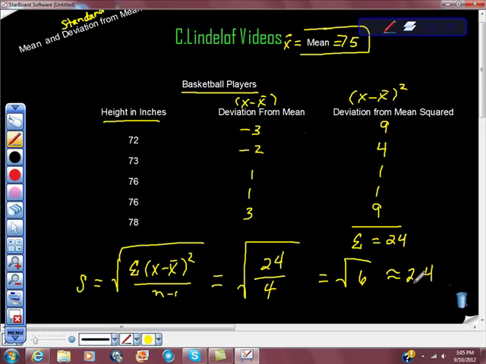The last thing I really want to talk about is why this n minus 1. Division by n tends to underestimate the population variance, whereas if you divide by n minus 1, it gives you an average that's much closer to the correct value. So it's one of those things where I'm kind of saying take my word for it. But statistically and arithmetically, if you work this out over and over, this is a much better way to do this.